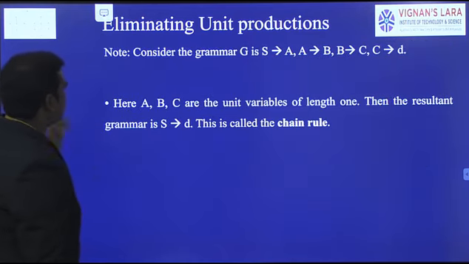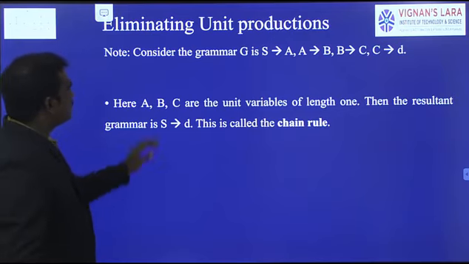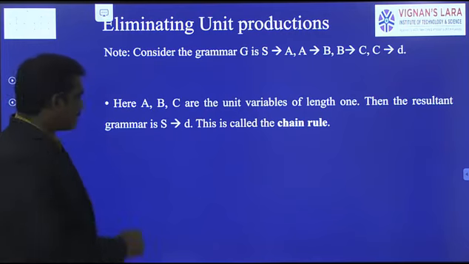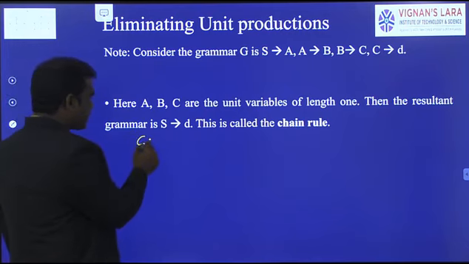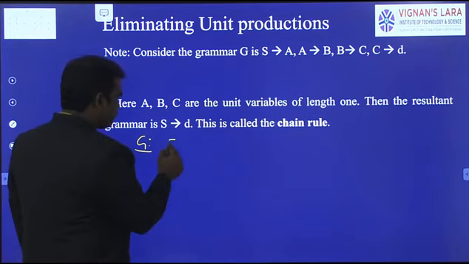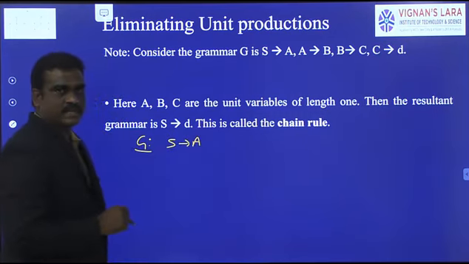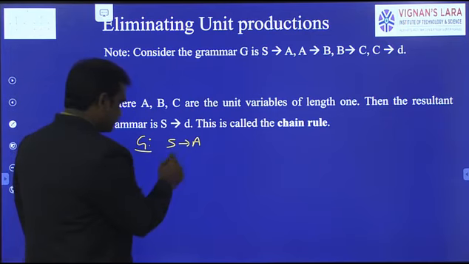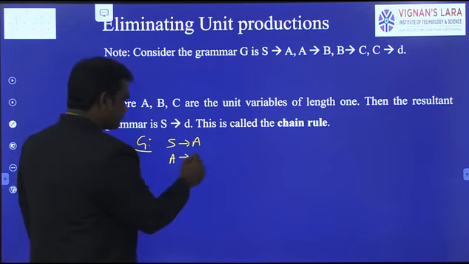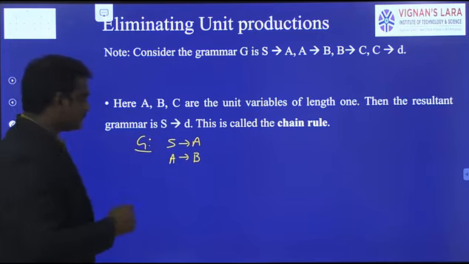Now take one example. Before that, if you observe this, consider the grammar. The first production is S to A. The second production is A to B. And the third production is B to C.